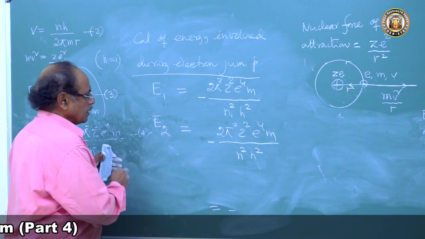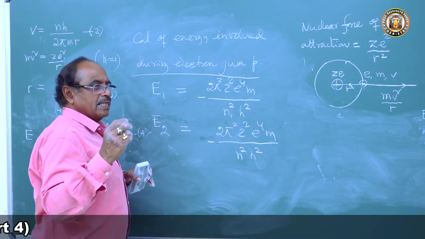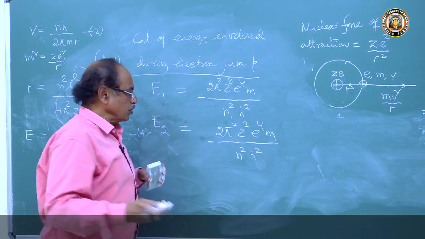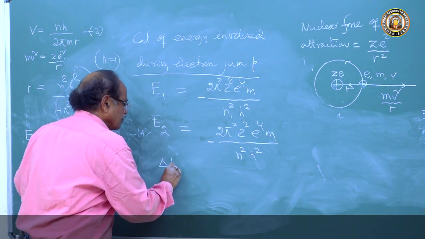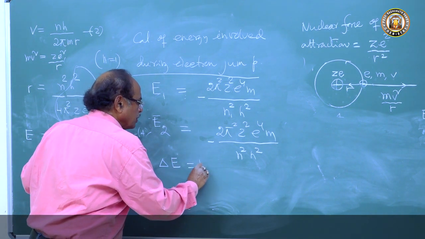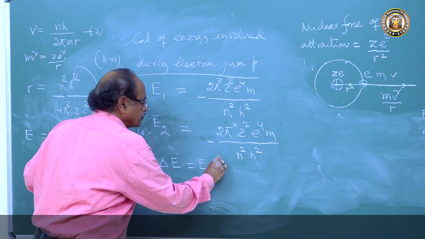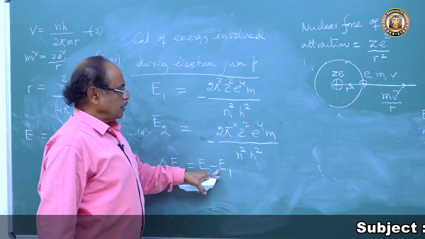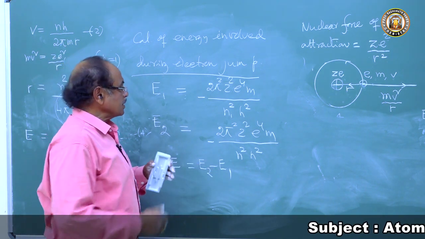So what do the Bohr postulates say? The energy involved during electron jump is delta E, which is E2 minus E1.